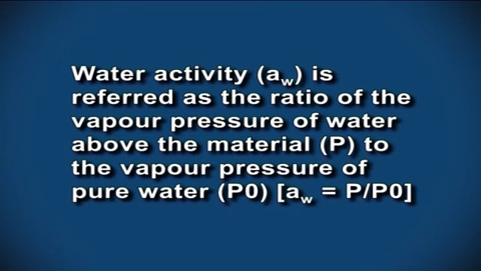Water activity, represented by Aw, is referred to as the ratio of vapor pressure of water above the material, P, to the vapor pressure of the pure water, P0.